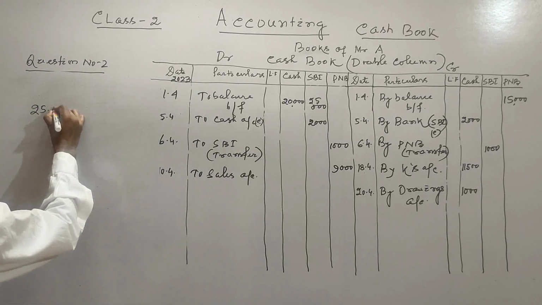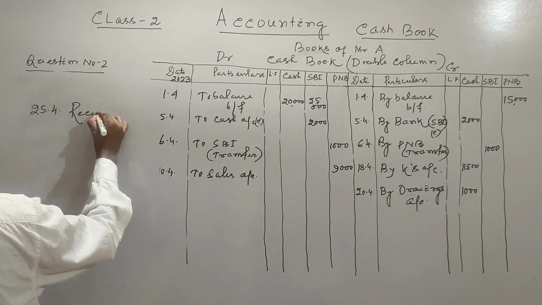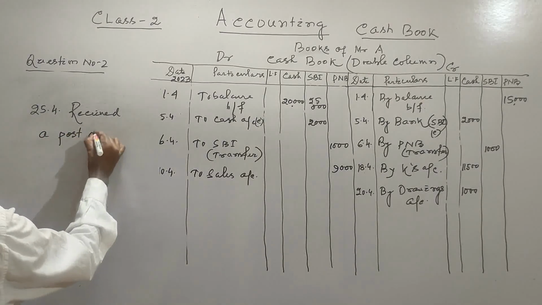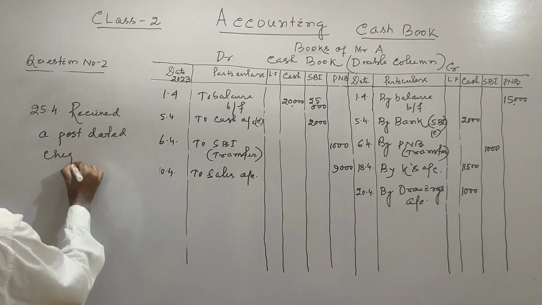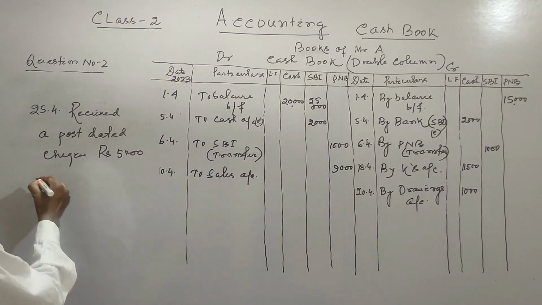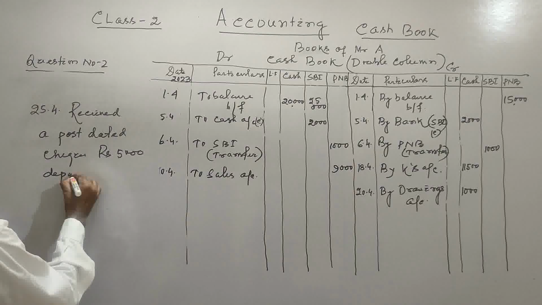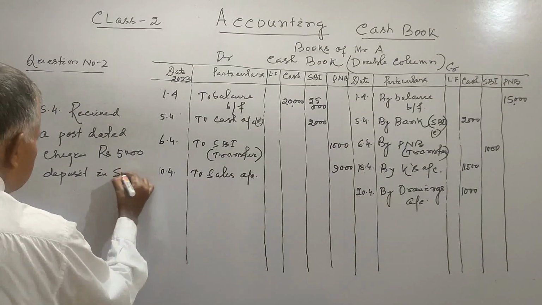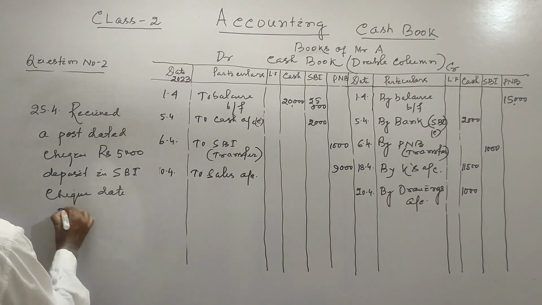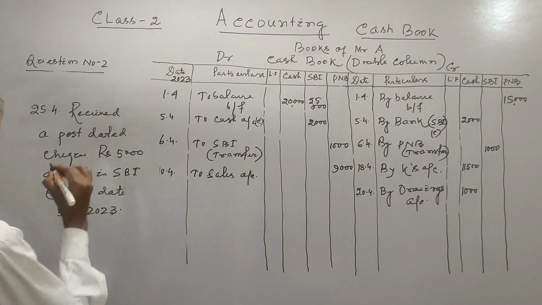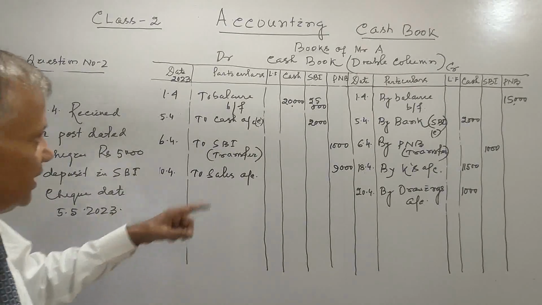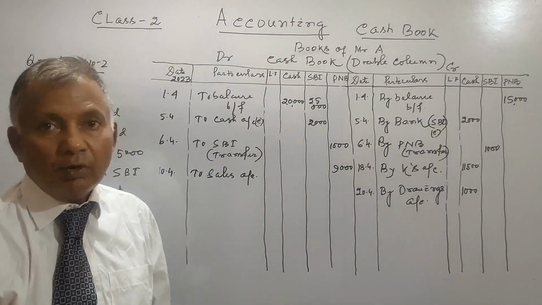On 25th, received a post dated cheque for rupees 5,000, deposit in SBI, cheque date is 5/5/2023. Friends, this post dated cheque is received and the cheque is deposited on 5/5. We are preparing the cash book for April.